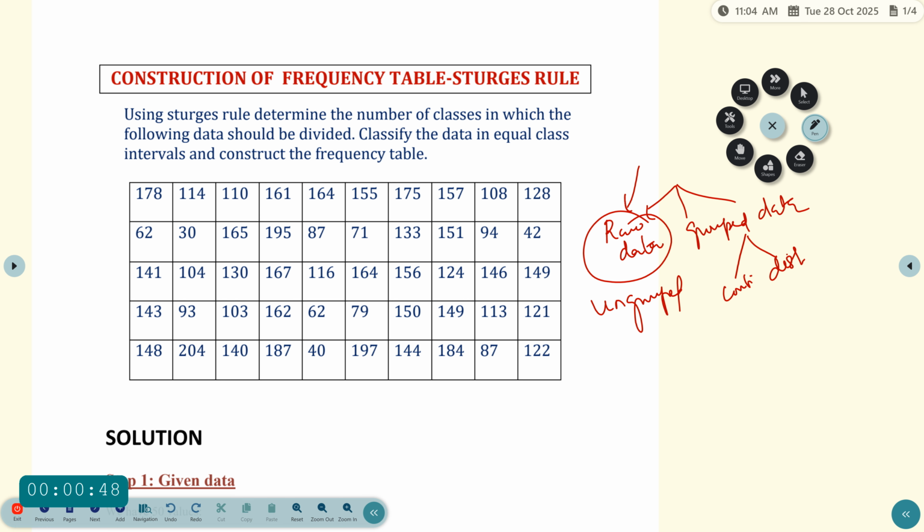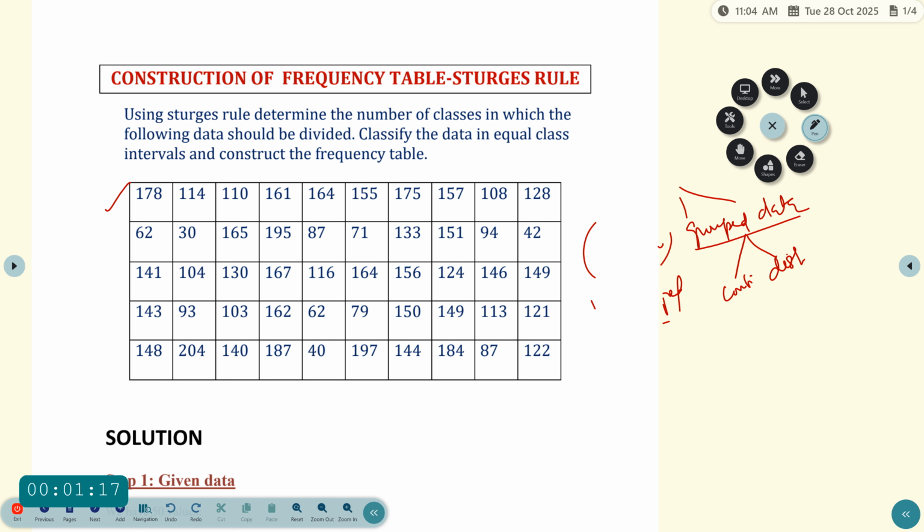Without any modification, without any organization, we simply collect the data and record it. This data is known as raw data or ungrouped data. If we give some modification after collecting the data, that is called grouped data. Further, the grouped data is split into discrete data and continuous data. In this problem, we have raw data only, because the collected information is recorded as it is without modification.